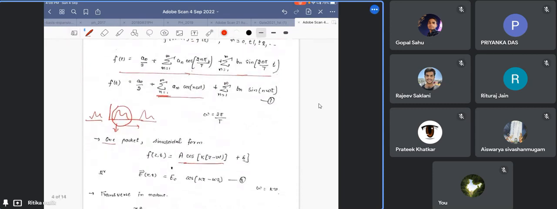So our function is basically of this form: f equals A cos(kz minus vt), or we can multiply k inside, kvt. If we write kv as omega, then it becomes kz minus omega t. And A is the amplitude. Here, in electric form, we can say that it is the amplitude of the electric field. And delta is the phase.